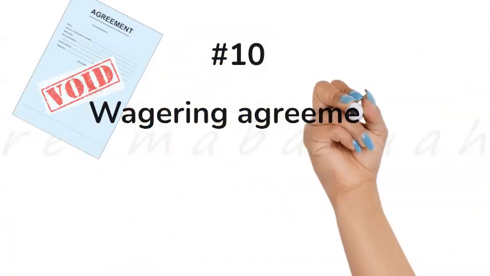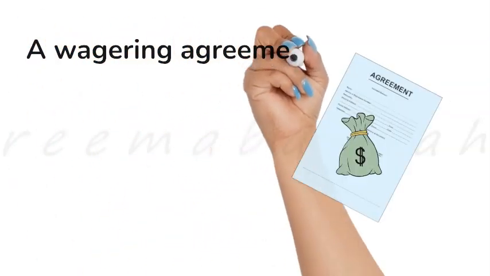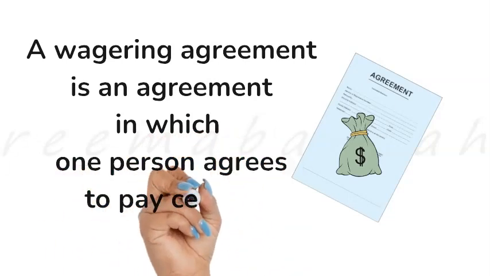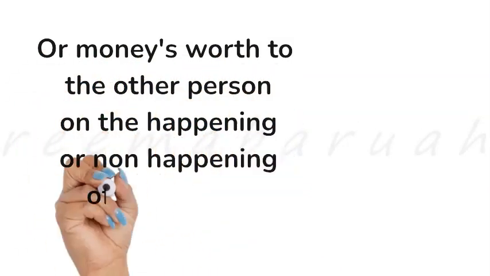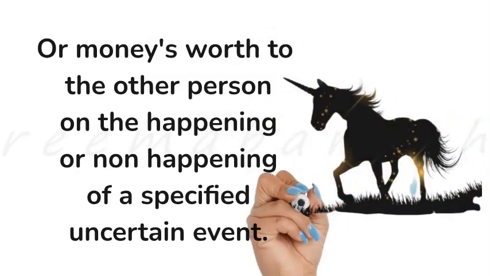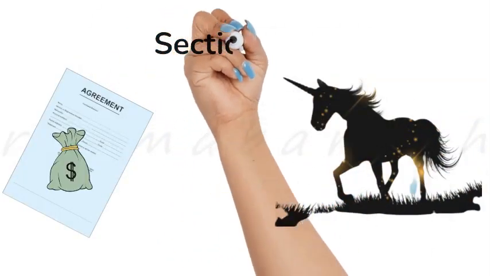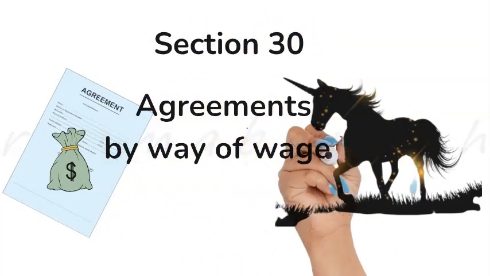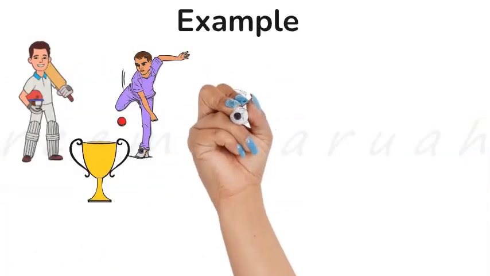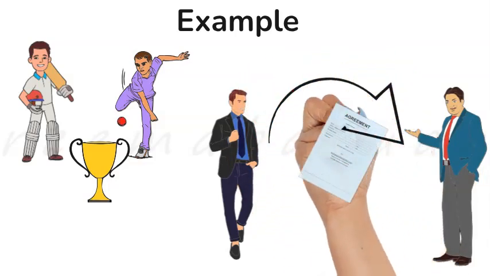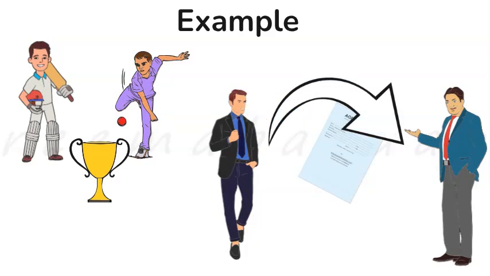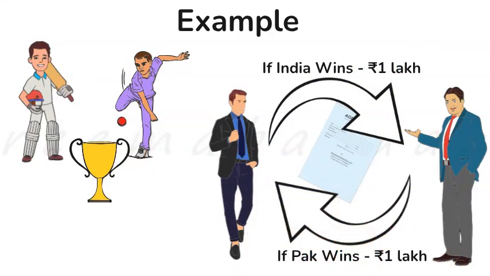Next void agreement is wagering agreement. A wagering agreement is an agreement in which one person agrees to pay certain amount of money or money's worth to the other person on the happening or non-happening of a specified uncertain event. Section 30 of the Indian Contract Act says that agreements by way of wager are void. Example: Sachin and Rahul enter into an agreement that if India wins the One Day Cricket World Cup 2021, Sachin will pay rupees 1 lakh to Rahul, and if Pakistan wins, Rahul will pay. This is a wagering agreement and it is void.